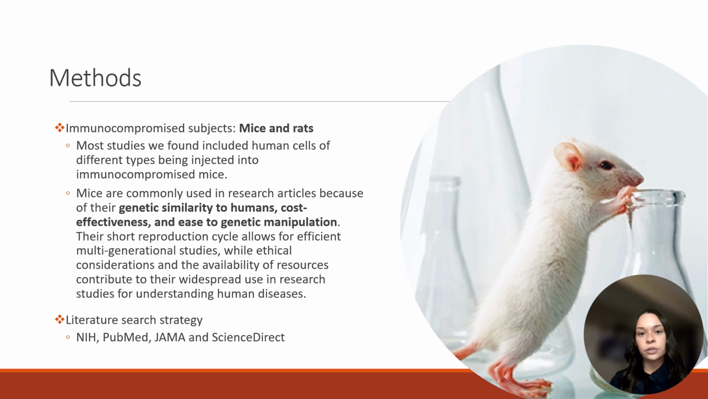The literature search strategy for our project involved finding related articles on scholarly sites such as NIH, PubMed, JAMA, and ScienceDirect. As for the methods used in articles we reviewed, most studies included human cells of different types being injected into immunocompromised mice. Mice are commonly used in research articles because of their genetic similarity to humans, cost effectiveness, and their ease of genetic manipulation.